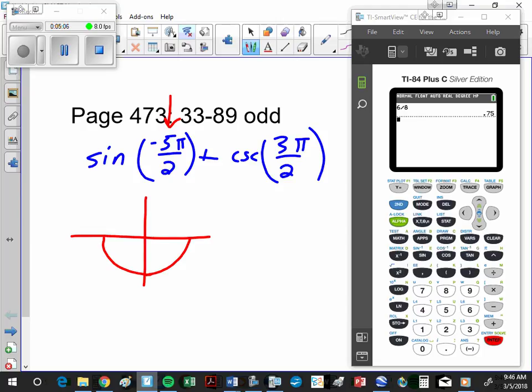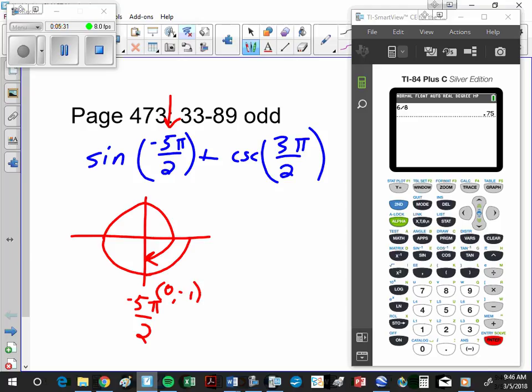We'll do both. You can. So this would be negative pi. That would be 3 pi over 2. 2 pi. That would be negative 5 pi over 2. Okay, and that point is 0 comma negative 1.